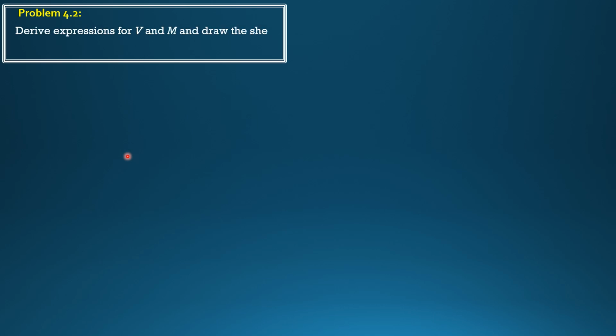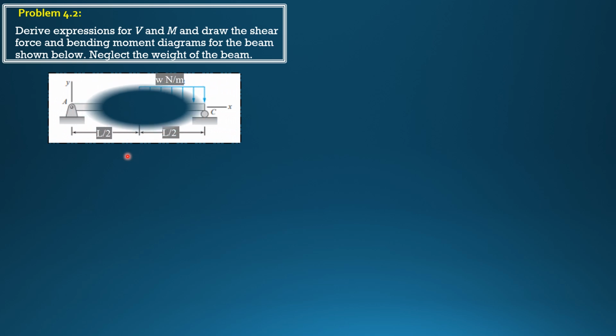Example 4.2: derive expressions for shear and moment and draw the shear force and bending moment diagrams for the beam shown below. Neglect the weight of the beam. So this is the situation. We have a beam loaded with a uniform line load on the right half. For the procedure, we have to solve for reactions first, AY and R sub C.